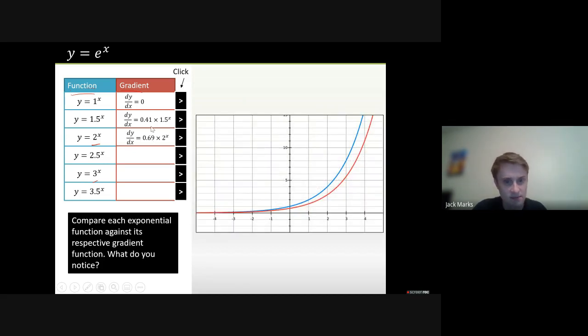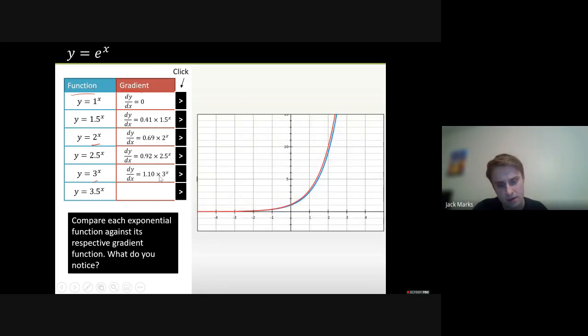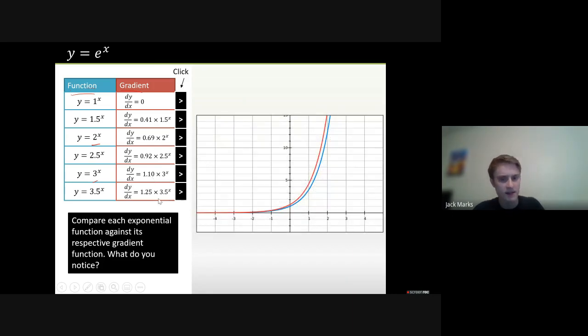2 to the x. So it's got itself there and this number in front. Itself, this number in front. Itself, this number in front. 2.5, itself, and this number in front. 3, it has itself and 1.1. And again, 3.5 has itself and the number 1.25.